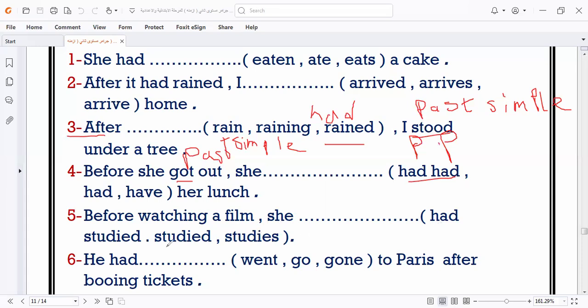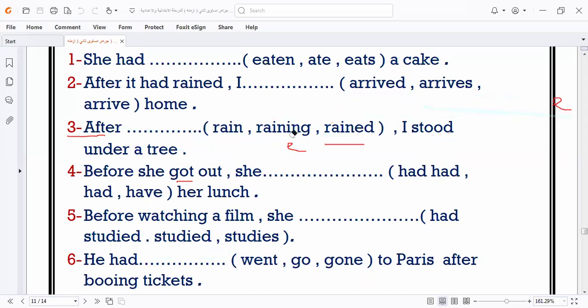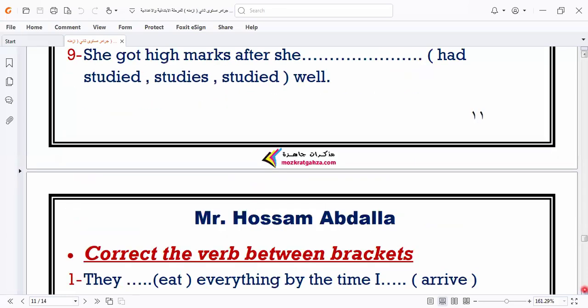She studied. No, she studied here, she studied in the past. She had gone to Paris after booking tickets. She had what? She had gone. Okay, I will leave the rest; if you have the rest, we'll do it at home. I would like you to answer this exercise again. Okay, let's go to another one.